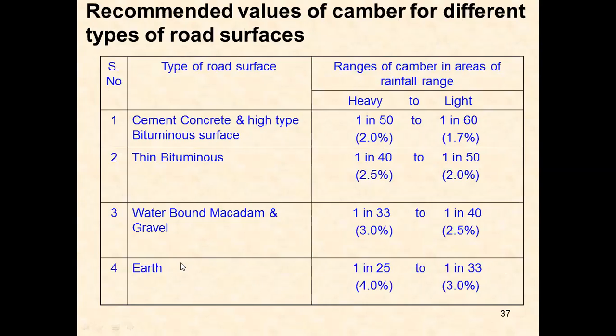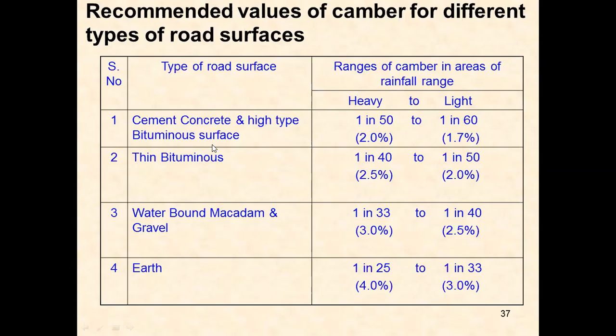When you come to earth roads, you can see that we provide the maximum because it is a pervious layer. Earth is called a pervious layer. The water will percolate into the pervious layer and severe damage is going to occur. In the case of cement concrete or bituminous surface, it is an impervious layer. The water will not percolate into the lower layers and damage is going to be less. That's why we provide less camber for cement or bituminous surfaces, and more camber for waterbound macadam, gravel road and earth road.